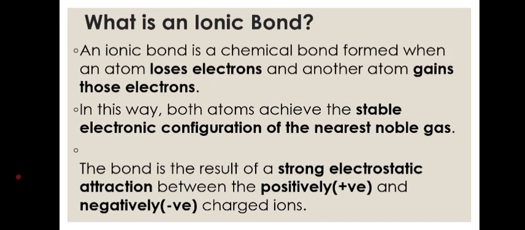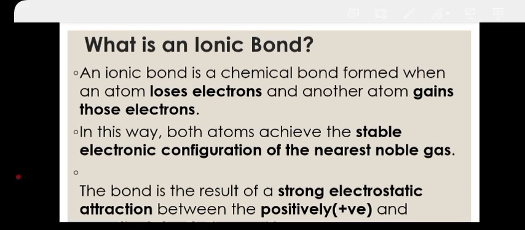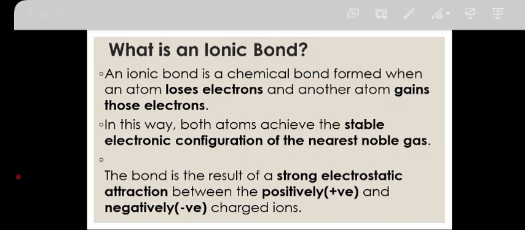So what is an ionic bond? We already have discussed in the previous lesson about chemical bond. What is the chemical bond? Chemical bond is the force of attraction between two atoms when they give and take electrons from each other. Okay, so our first type of chemical bond is ionic bond. Today we will explore the ionic bond.